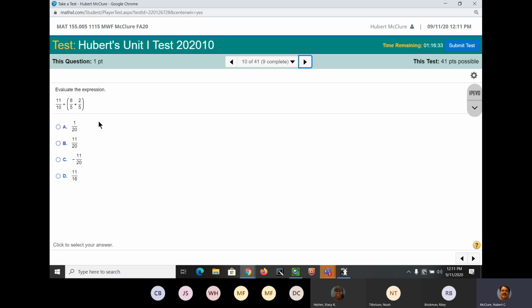Evaluate the expression. 11 over 10 divided by 8/5 plus 2/5. 11 over 10 divided by 16 over 25. 11 over 10 multiplied by 25 over 16.